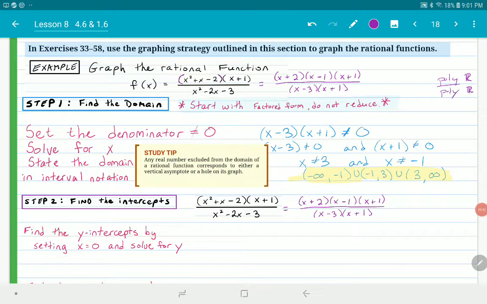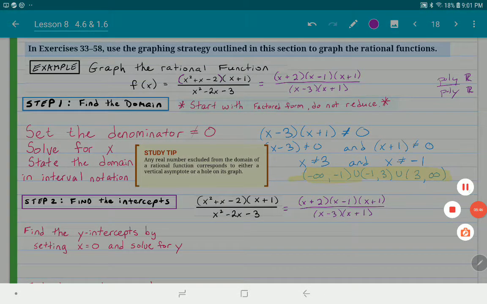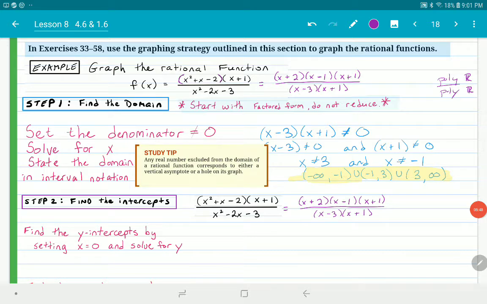I meant to do step 1 in blue, so that's in blue now. Actually, before we do step 2, I want to point out in step 1, we found 2 numbers that get excluded, right? -1 and 3 will be excluded from the domain. Those are the only 2 real numbers that are excluded from the domain. So what that means is they will either be a vertical asymptote or a hole.